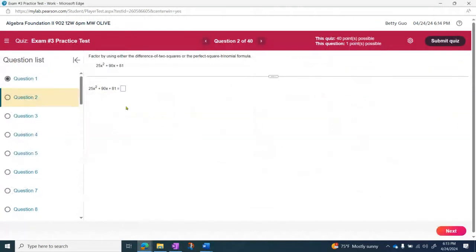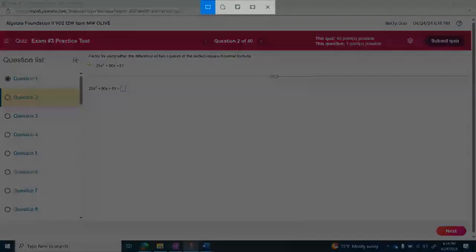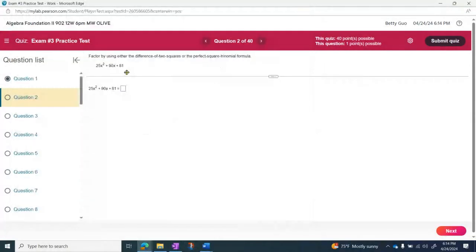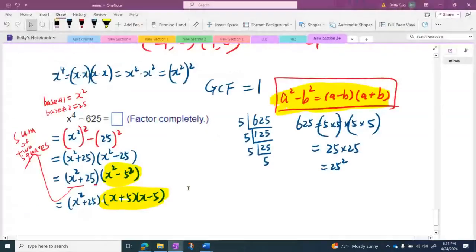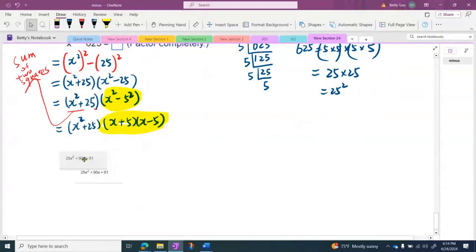Factor by using... the print is very little, but we need to get used to it because when you go to the testing center with the lockdown browser, you cannot zoom in or zoom out. You would have to get used to looking at this tiny print. So this one we are factoring. Read the instruction. Factor by using formula, okay? We only learned 3 formulas, so not too much to ask.